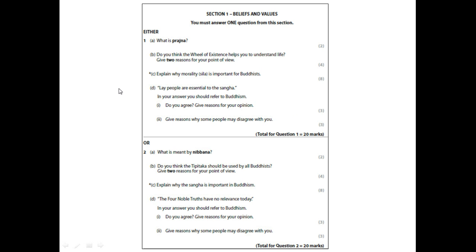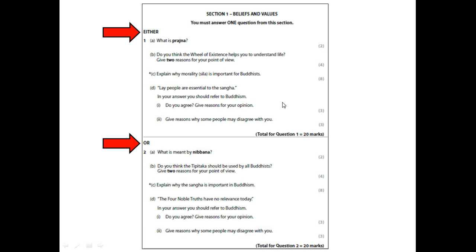Then the crucial two words that I want to draw your attention to, first of all, are these: either or. You either do question 1 or you do question 2. You cannot pick and choose between them. You can't do 1A and then 2B. You're not allowed. They won't mark it. So you either do this or you do that.